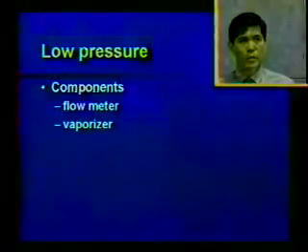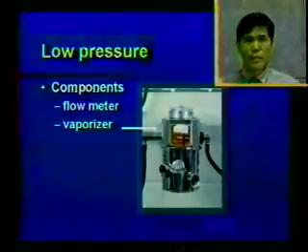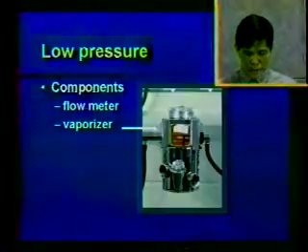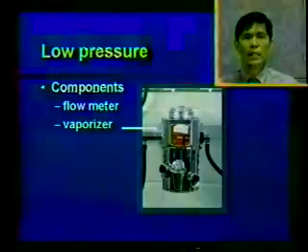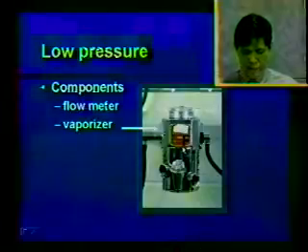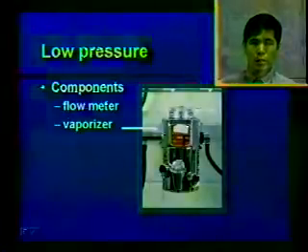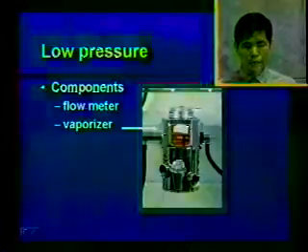Another component of the low pressure system will be the vaporizer. The vaporizers are classified into precision vaporizers and non-precision vaporizers. The most commonly used vaporizer these days would be the precision vaporizers. And this is a picture of a precision vaporizer. This is concentration calibrated. It produces an accurate concentration of the anesthetic over a wide range of gas flows.